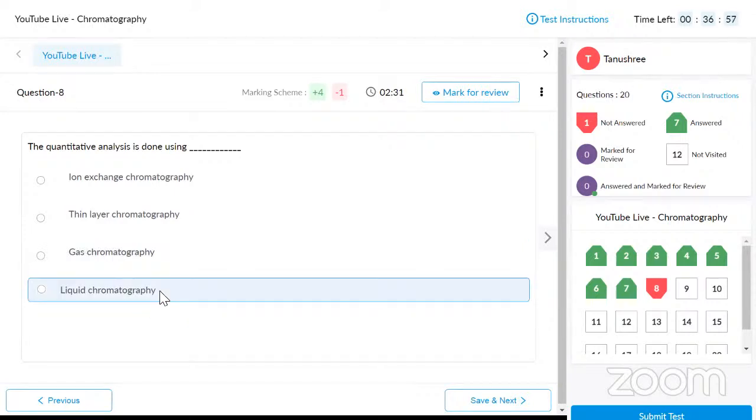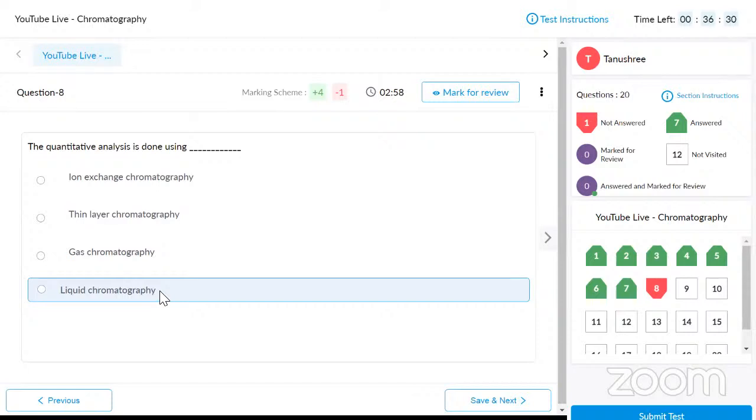Liquid chromatography again will give you a separated peak. But to identify the peak and to find the concentration of the sample, you will again need a detector. So maybe you will use a UV detector or a refractive index detector, or maybe a mass detector. So liquid chromatography alone is only capable of separation, but high performance liquid chromatography, which involves the use of a detector, can do quantitative analysis.